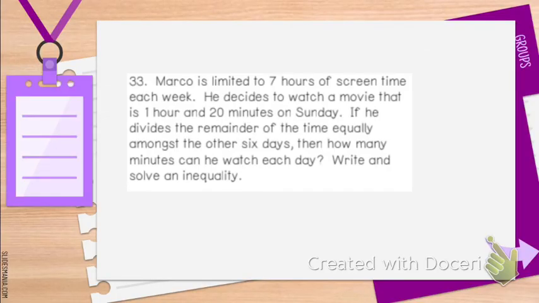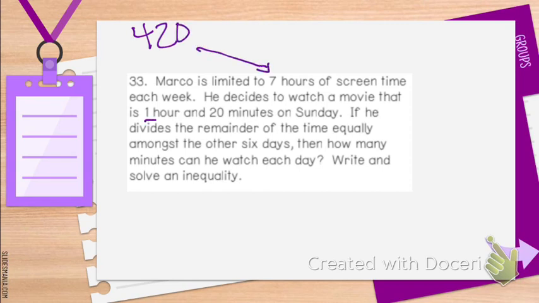Marco is limited to 7 hours of screen time each week. He decides to watch a movie that is 1 hour and 20 minutes on Sunday. If he divides the remainder of the time equally among the other 6 days, how many minutes can he watch each day? Well, we don't want to deal with hours and minutes, right? So let's change everything to minutes here. So if there are 60 minutes per hour, let's do 7 times 60, and we're going to get 420 minutes total. That's what he can watch each week, okay?